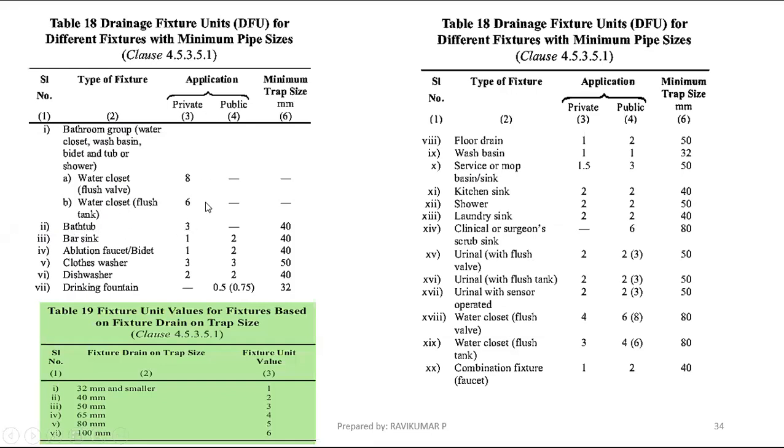For the bathtub, if you are using it in private, you need to take 3 fixture units. We are not going to use a bathtub in public. They are not provided in offices and railway stations also, that's why they are removed. Minimum drop size for the bathtub, we have to provide the drop size.